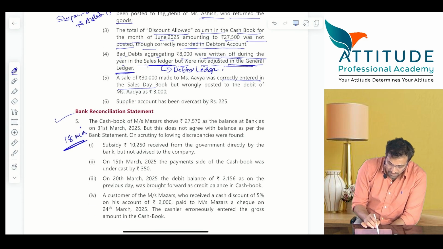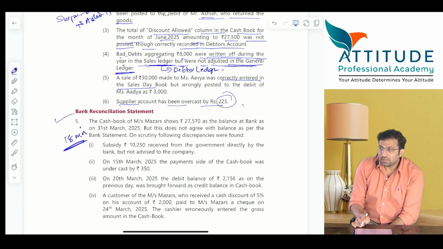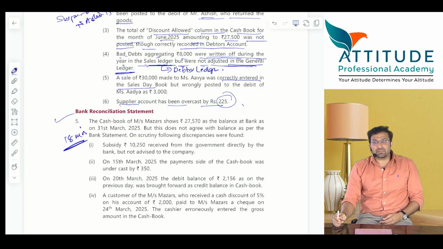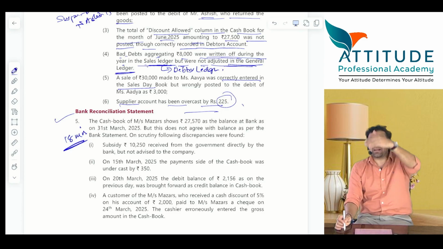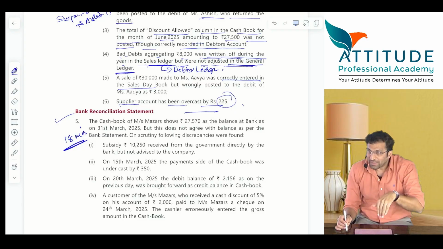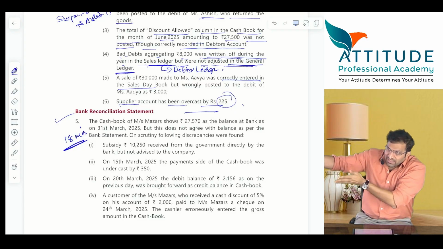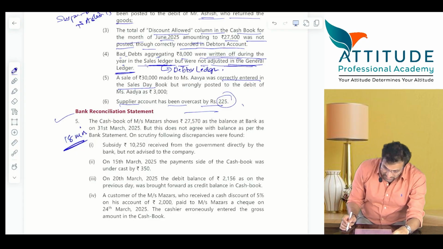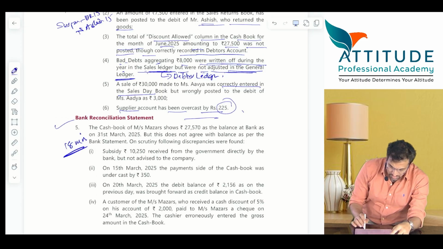Next. Supplier account has been overcast by how much? 225. Who is supplier? The person who supplies is your customer or your creditor? Creditor is not a debtor. So supplier account is overcasted means creditors balance ज़्यादा दिखा रहे हैं. So अभी creditors balance को कम करना है. Creditors balance will show a credit balance. ज़्यादा दिखा है credit कितना? 225 से. अभी इसको कम दिखाओ. क्या करना है? Supplier account debit. Is that clear? Understood? To suspense. अरे और एक बचा है ना? I directly took the sixth one. Supplier account debit to suspense. और एक है. बताओ.